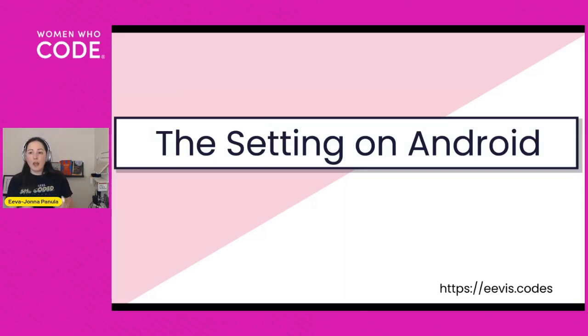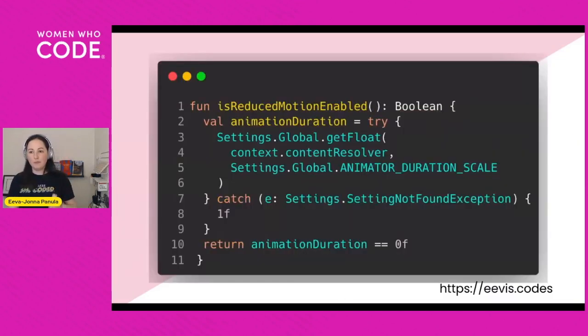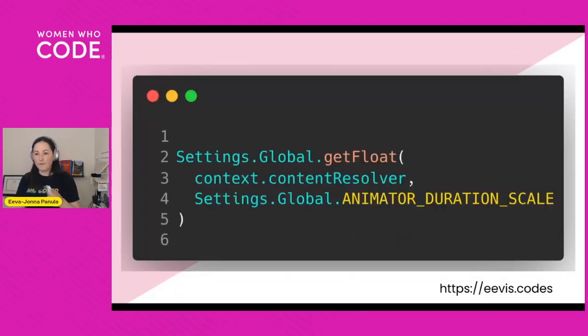So yeah, and how you can actually check it. Let's look at some code first. I'm going to go through this piece of code piece by piece, but basically what we are going to talk about is a function called isReducedMotionEnabled, and I'm using Kotlin here, by the way. This function returns a Boolean of whether reduced motion is enabled. Let's first take the first part.